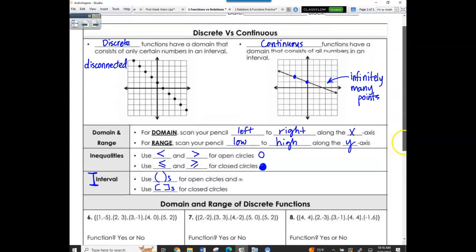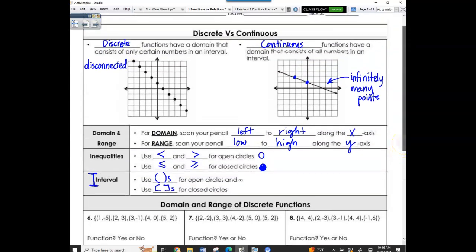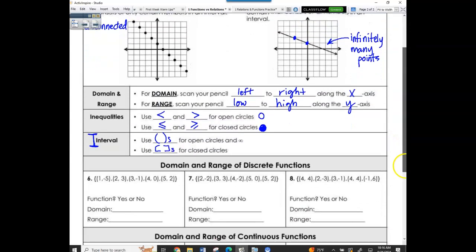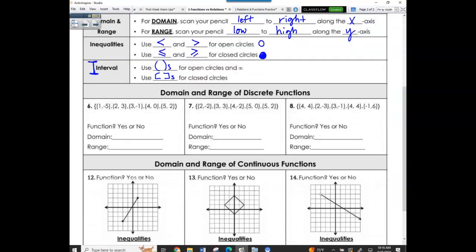Now, the part about actually reading it is new. So here we go. Look up here at the top, because I can't, you'll have to look at yours as you're doing this, because I can't display it along with the questions. So look at number 6. Here's where it says to list the domain and the range, and it says these are all discrete functions. How can you tell that by just looking at it? What lets me know that this set of numbers is a discrete function or not?